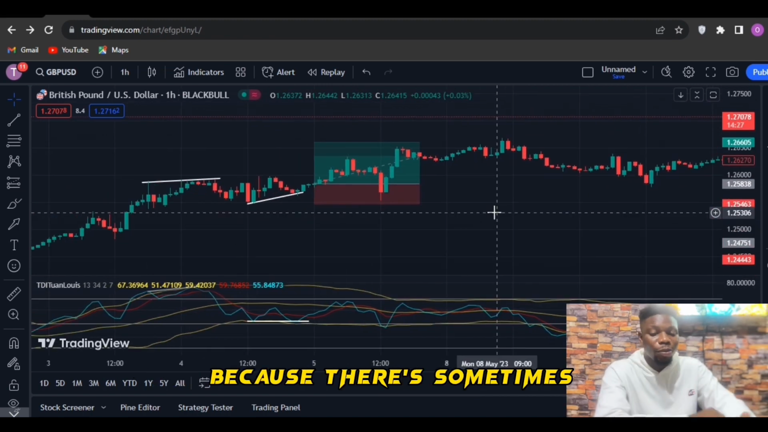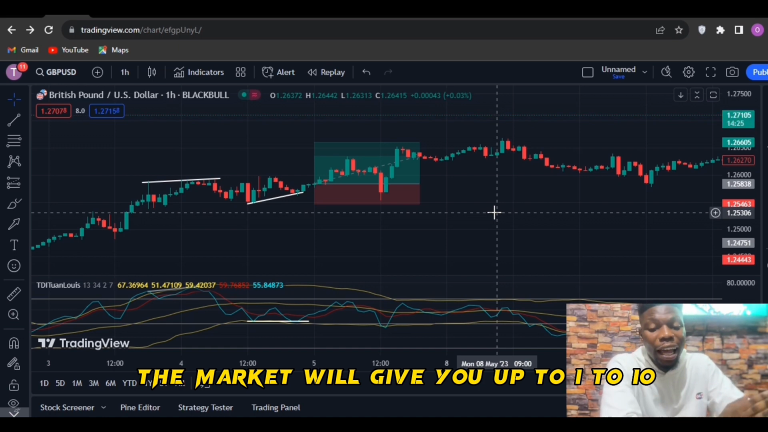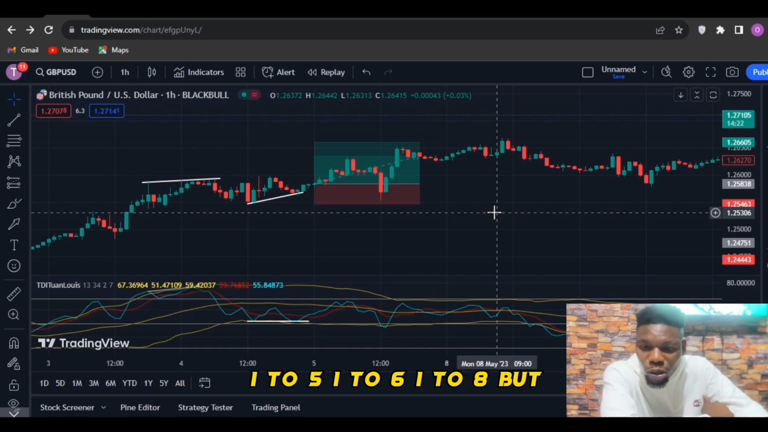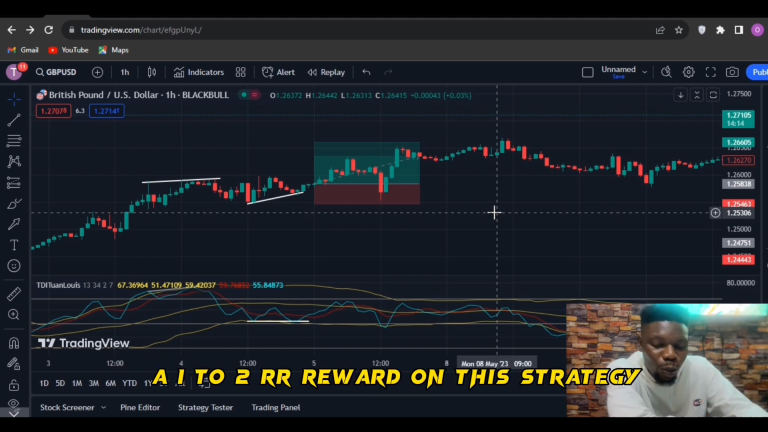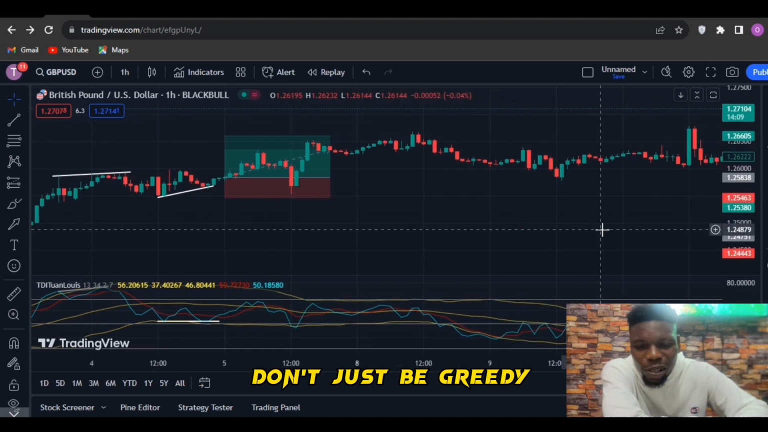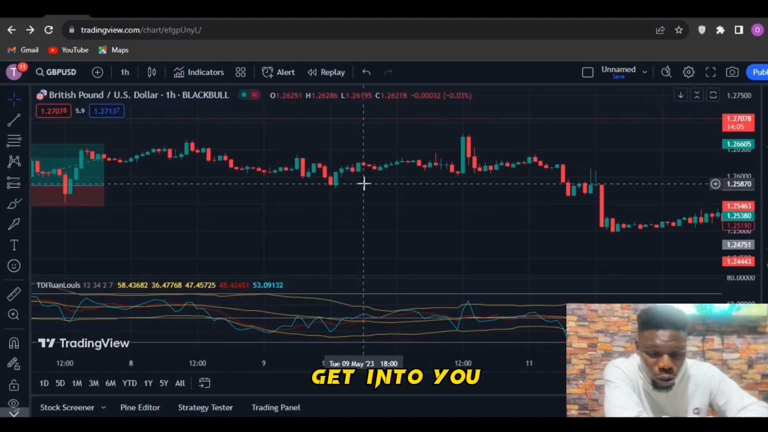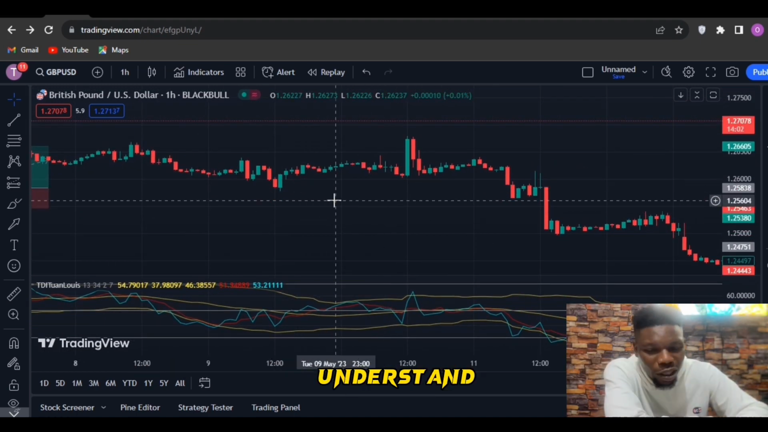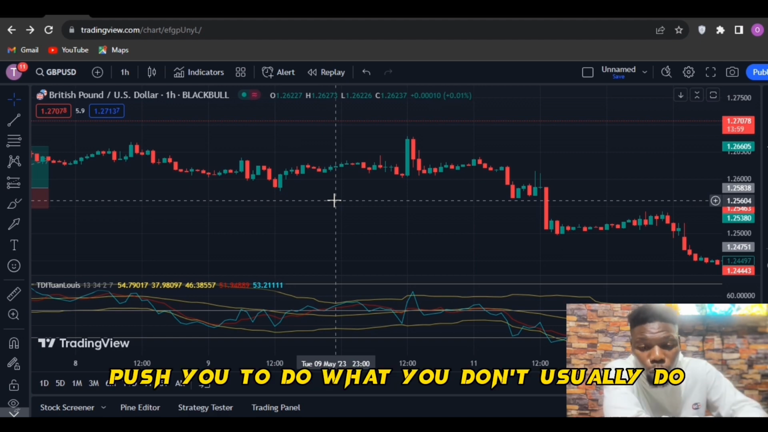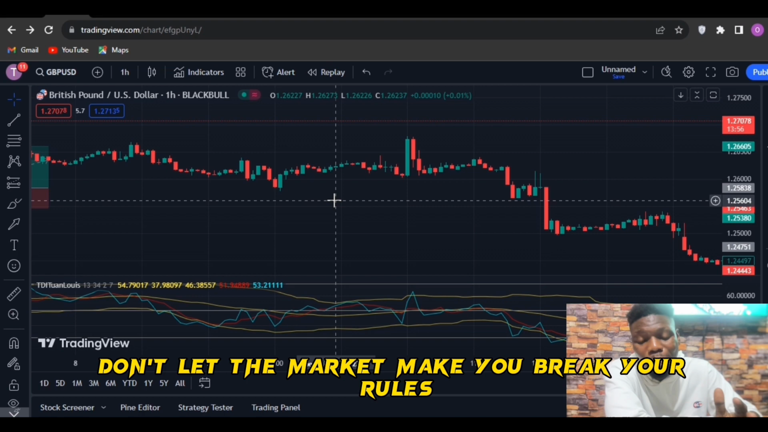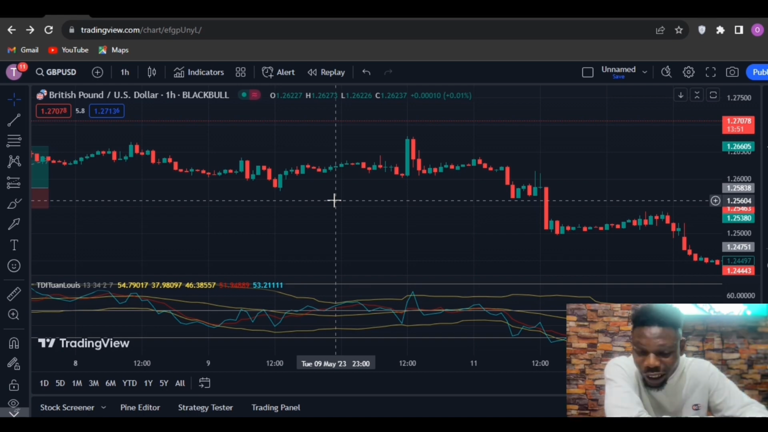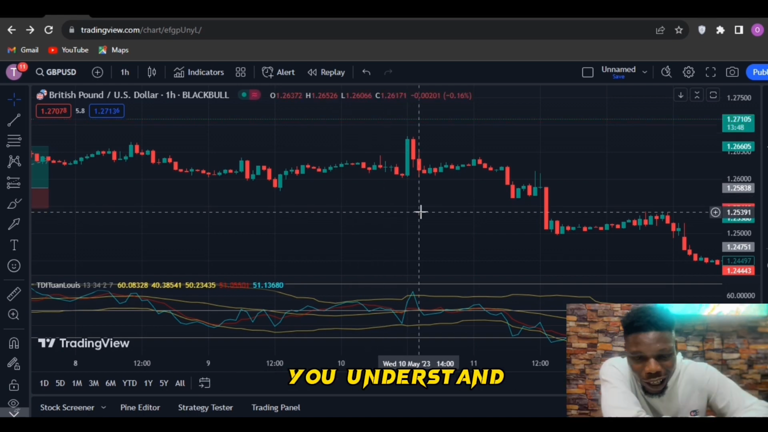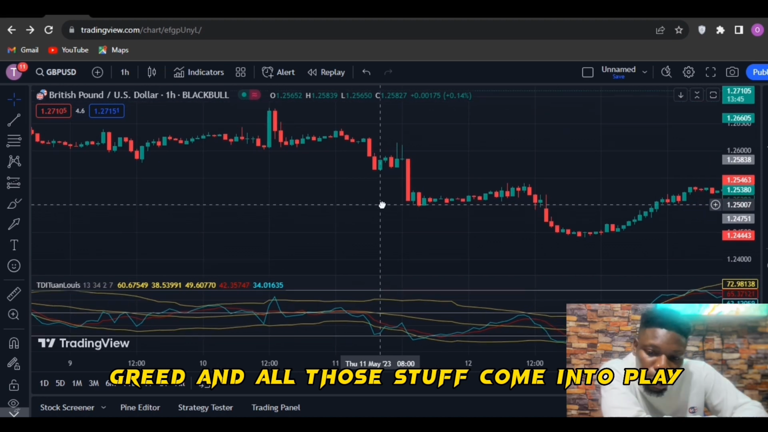Don't be greedy, guys, because sometimes the market might give you up to 1 to 10, 1 to 5, 1 to 6, 1 to 8, but you will thank yourself when you stick with a 1 to 2 risk reward on this strategy. You understand? Don't let the market get into you. You should be the one in control of the market. Don't let the market push you to do what you don't usually do. Don't let the market make you break your rules. If you break your rules, you'll be naked. And when you're naked, what happens? You lose all your money. That's why fear, greed, and all of that stuff come into play.